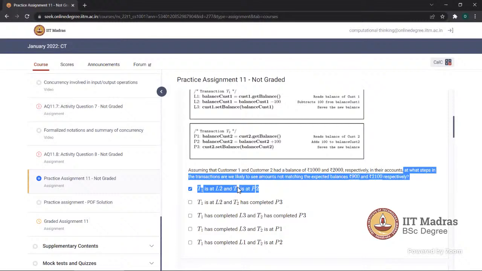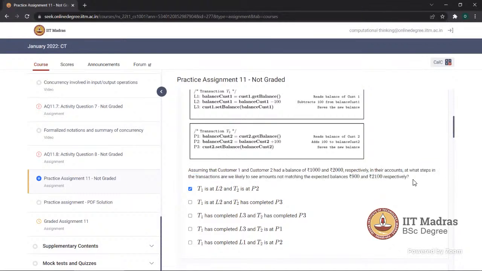At one transaction, are we likely to see amounts not matching? But the one would be matching. Transaction two would be fine, matching. Fine. Okay, Divya, as you said, let's not select this. As I said, we'll come back to this after clicking that check answer button. Okay. What about the third one?